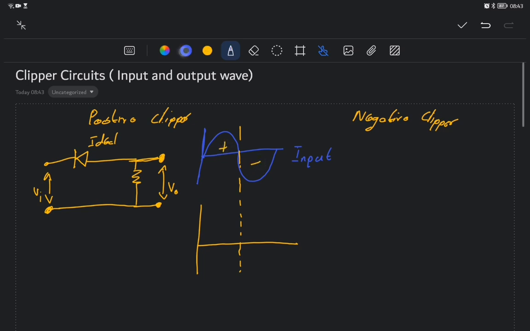Now we want to know what will be happening in the positive cycle. So in the positive cycle, the positive will be here, negative will be here. So current should be moving like this, right? But current won't be able to move because this diode is in the reverse bias. Since it's in the reverse bias, no current will flow in the positive cycle. So the voltage there will be zero, and no wave will be generated on the output section.